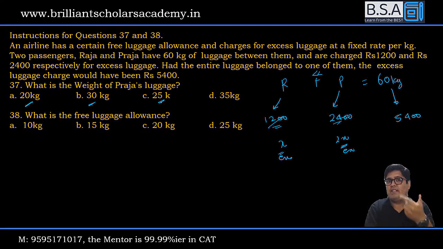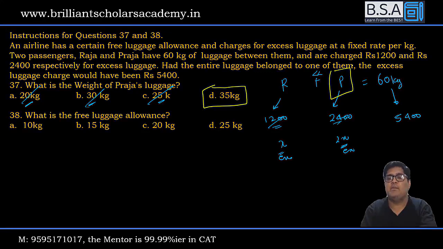If Praja carries 25 kilograms, Raja carries 35. Raja's weight, how can it be more? Because who is paying more? Praja. So how did you get to the 3 options? Because options have been given to you, you can zero in and say 35 kilograms is Praja's, because he is paying more money.